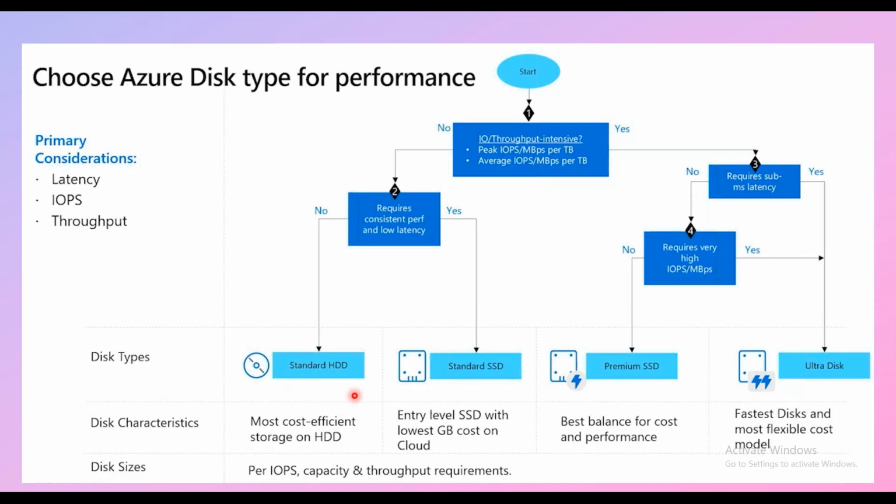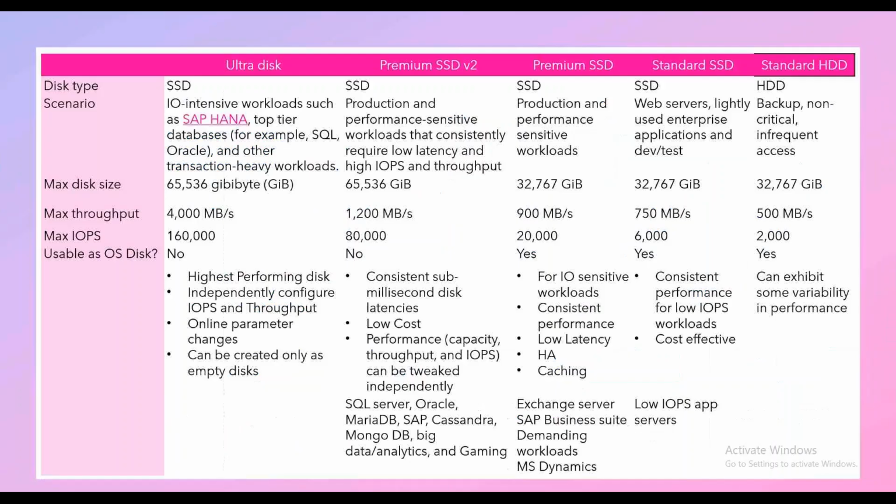standard HDD. Okay, so disk size depends on the capacity that you choose. Based on the capacity, the IOPS and the throughput supportability will enhance or increase. We'll look into that closely. Okay, so we have 5 different disk types, out of which 4 of them are coming under the flash category, solid state drives, and one is the hard disk drive, HDD.